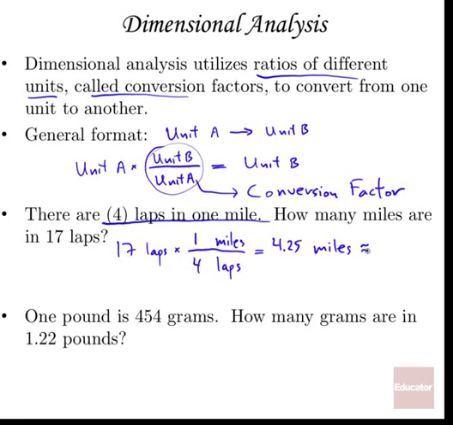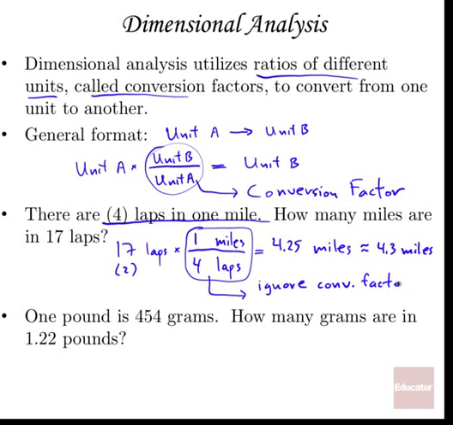Now, this is going to round to 4.3 miles, and let me tell you why. 17 laps, you have 2 sig figs. However, for conversion factors, we assume that they are what we call exact numbers. That is, they have infinite precision. They have infinite significant figures. There is no uncertainty. And so you're going to ignore conversion factors for sig fig purposes.